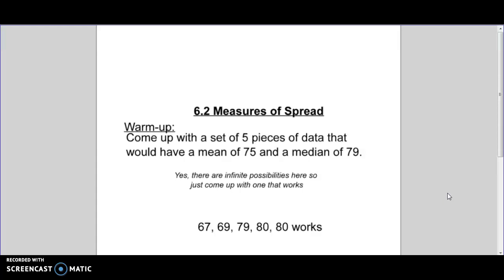Any 5 numbers that, when you add them together, add to 375 will give you a mean of 75. The other thing to keep in mind is the second part where it says median. You need to make sure of your 5 pieces of data that one of them is obviously 79, and of the other 4, 2 of them have to be above 79 and 2 of them below 79. Okay, so you can see the answer here. One of the possible answers that works.